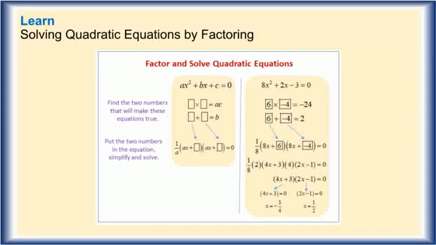So the process is: find two numbers that multiply to get your c, but add those same two numbers together to get your b. In this lesson, we're going to see examples with a leading coefficient of 1 and a leading coefficient bigger than 1.